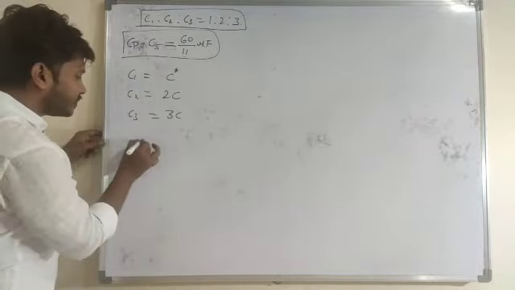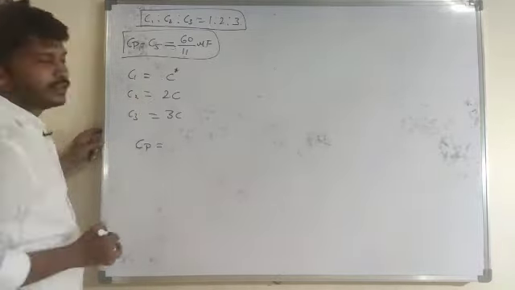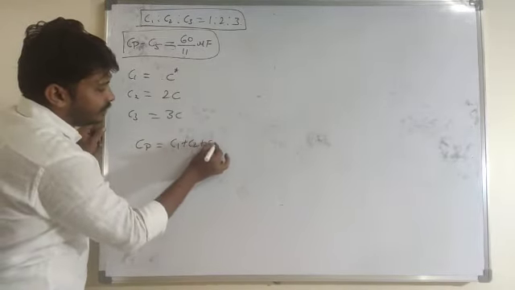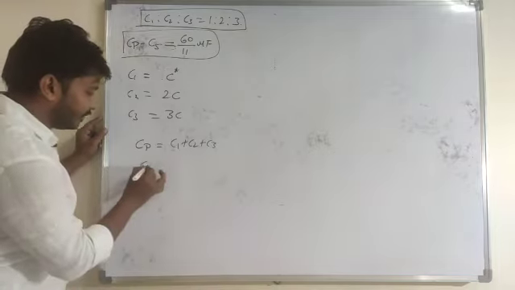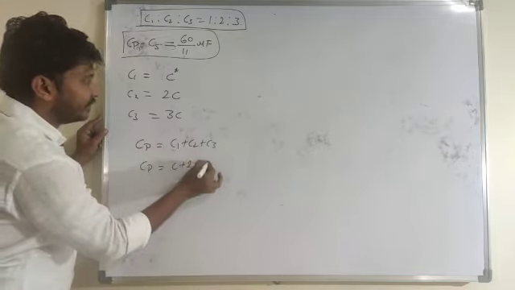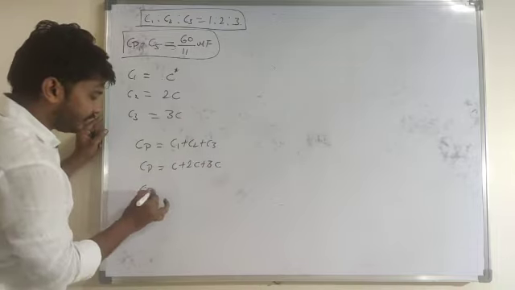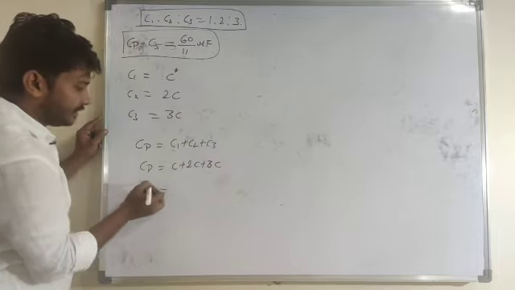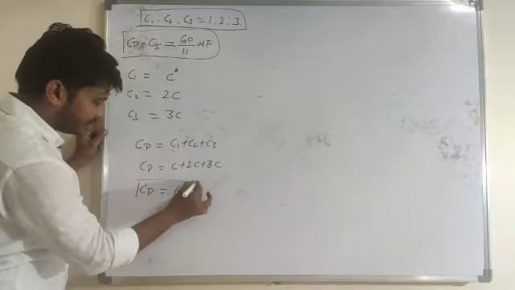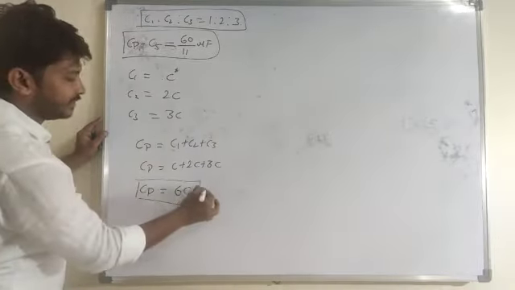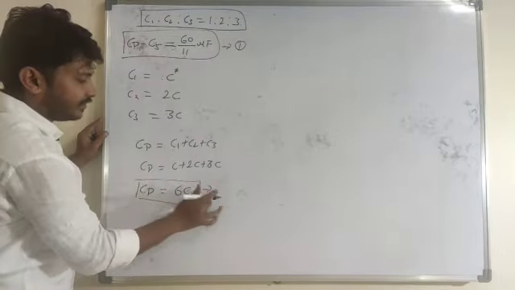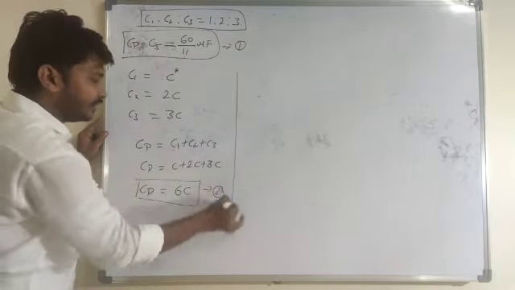In case of parallel combination, Cp is equal to C1 plus C2 plus C3, which is C plus 2C plus 3C. So Cp is equal to 6C. Let me take this as equation 1 and the next one as equation 2.